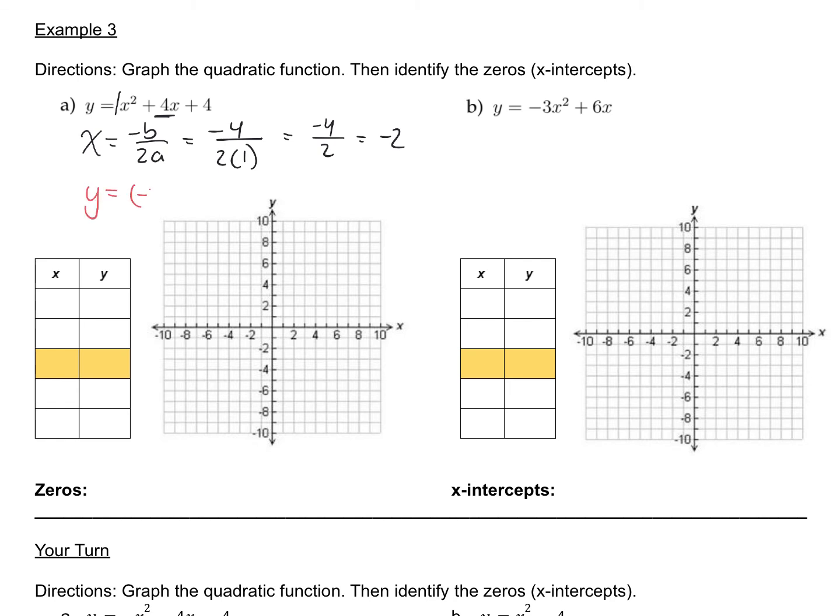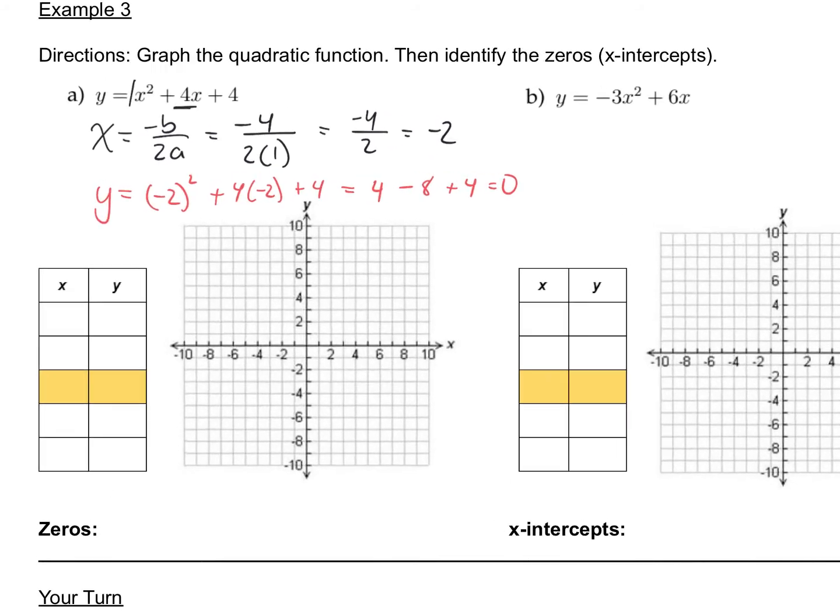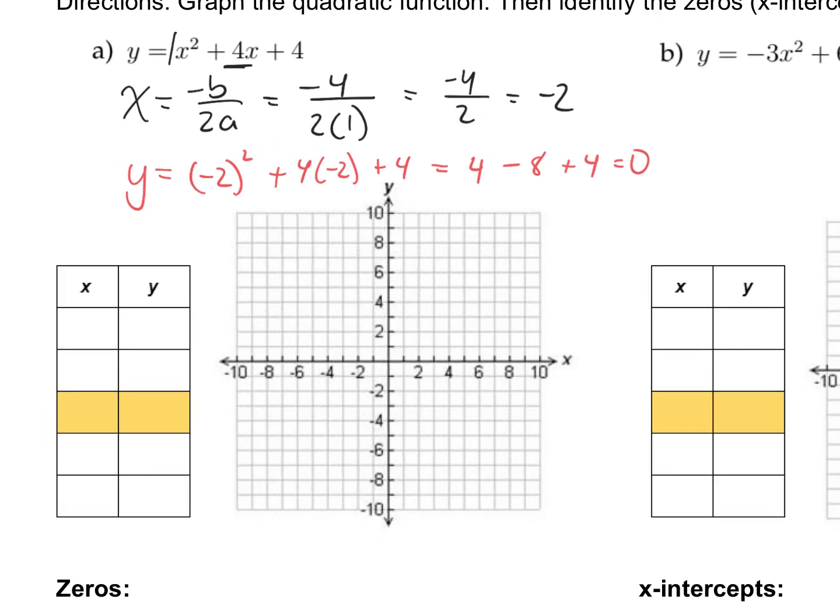So I get negative 2 squared plus 4 times negative 2 plus 4. So if I solve this out, I get 4, because negative 2 squared is 4, minus 8, because 4 times negative 2 is negative 8, plus 4. So solving this out here, 4 minus 8 is negative 4. Negative 4 plus 4 is going to give me 0. So my vertex is actually going to be at negative 2, comma 0. And I'm going to put that on my table right in the middle, and I'm going to plot that point right here.